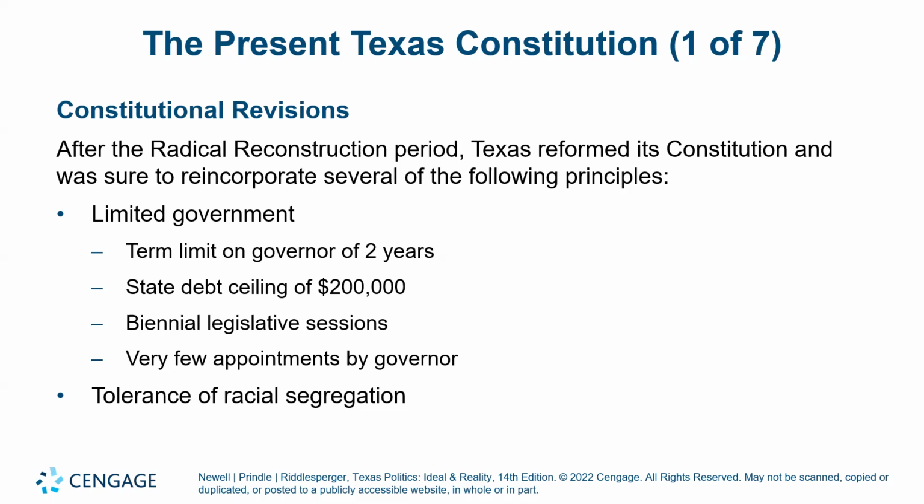Very few appointments by the governor. Now, in more recent years, the governor has had a lot more appointee power, where the governor has more numerous appointments, but the governor does not appoint too many high-ranking officials. What I mean by that is, we'll talk about the plural executive right now, where the governor does not appoint the lieutenant governor. The governor does not appoint the comptroller, the commissioner of the General Land Office, or the attorney general. Those people are elected independently from the governor. We'll talk about that more here.